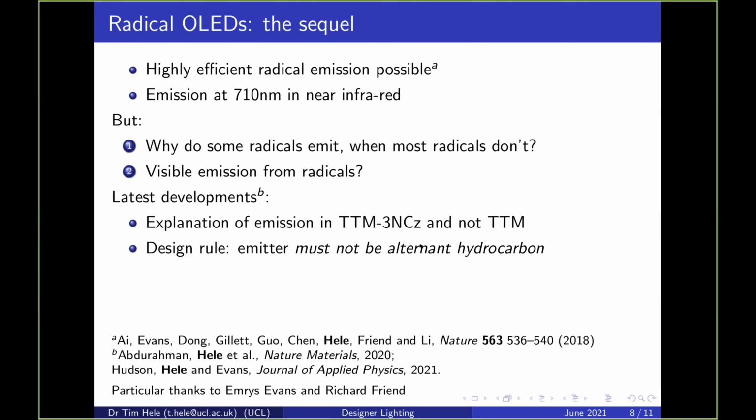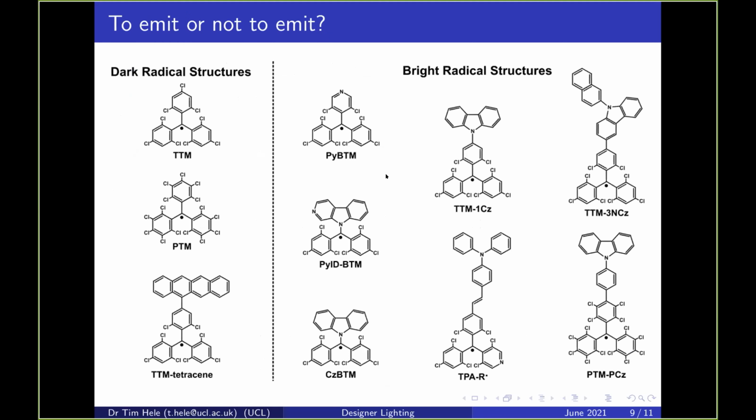And what you can then do is go to lists in the literature of people who've tried to make emissive radicals and see what works. And you can see that in all the radical molecules which work, which are on the right-hand side, they either contain nitrogen in the conjugated structure or 5-membered rings or both. And the structures which don't emit are entirely hydrocarbon and don't contain any heteroatoms. And so this is a really powerful design rule because it means you can often tell before you've synthesized a molecule or run an electronic structure theory calculation whether it's likely to work.